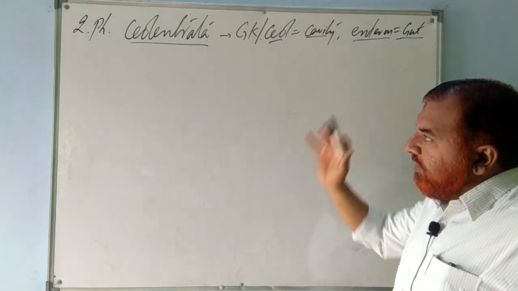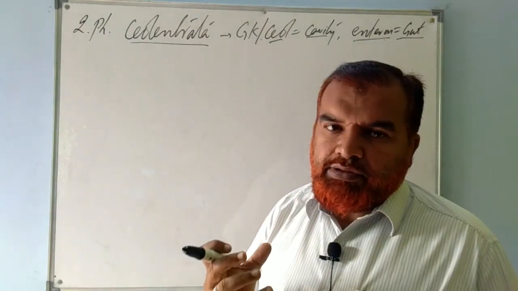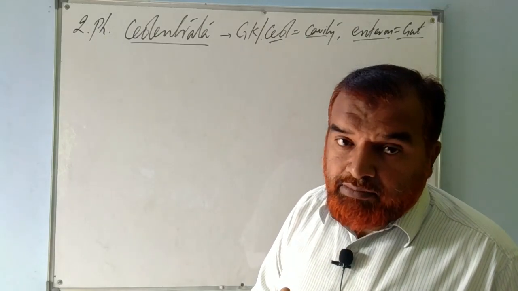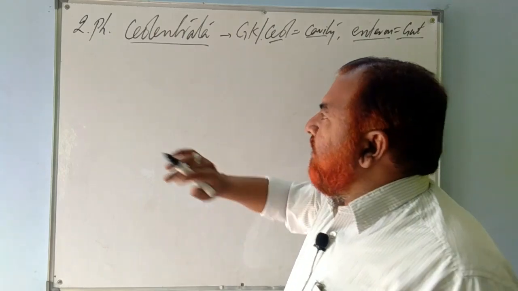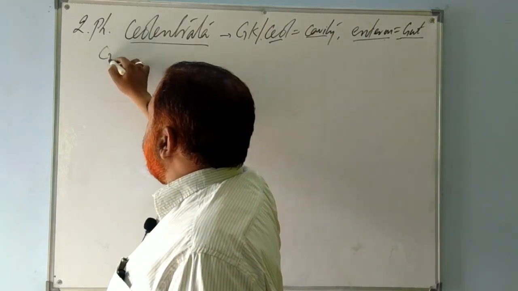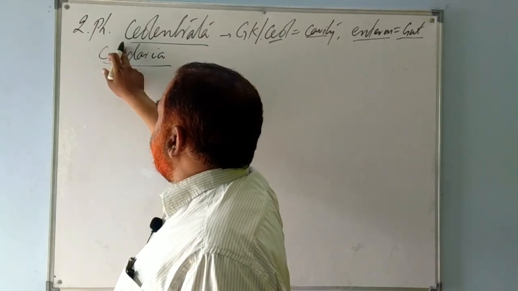This is the second phylum. So it means that the animals which belong to this phylum have a body cavity. This is the old name of this phylum. The new name of this phylum is Cnidaria.